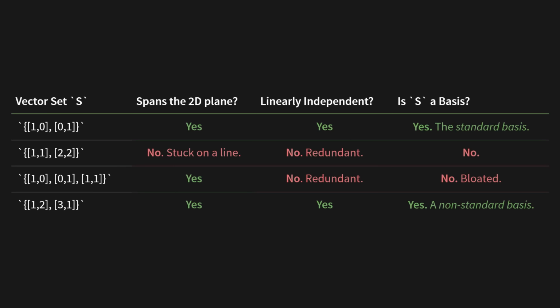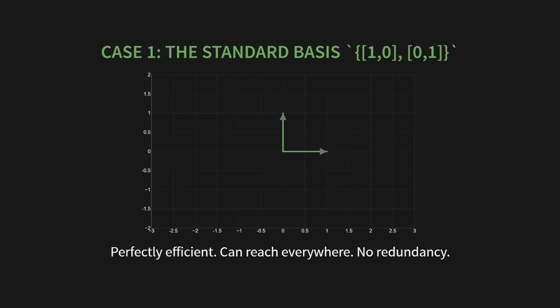Case 1, the standard basis. The vectors are (1, 0) and (0, 1). Does it span the 2D plane? Yes. Can it get everywhere? Is it linearly independent? Yes. No redundancy. So, is it a basis? Yes. It's perfectly efficient.